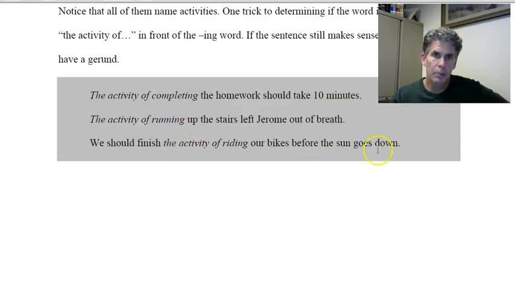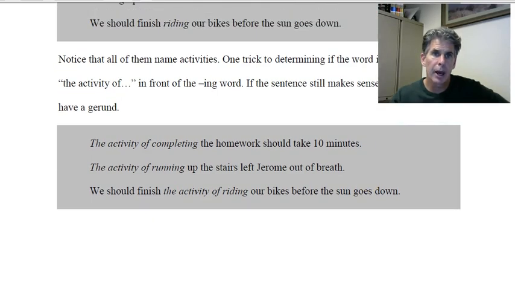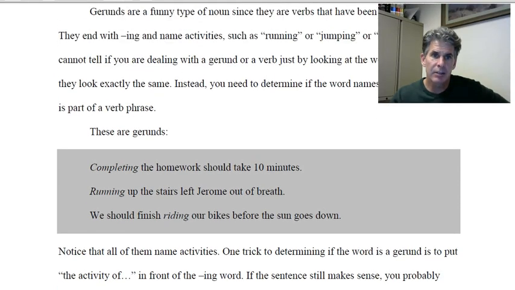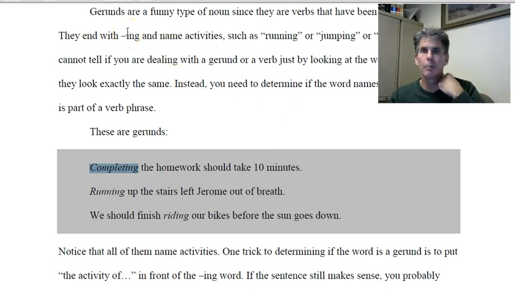Now, this is part of the problem of when you are told that verbs are actions. Activities are easy to confuse with actions. Completing here is a noun. It's what's called a gerund. I don't need you to memorize gerund. There's also another word called gerundive, because completing can actually be an adjective. We won't worry about that. Completing here is a noun.